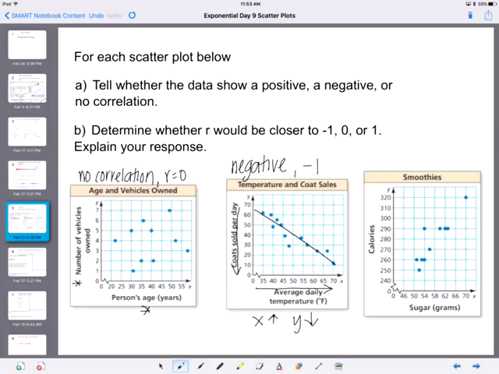On the last graph, we're talking about smoothies. More particularly, we're comparing the grams of sugar and the calories. As our sugar increases, our X values increase, our calories also increase. So they're doing the same thing. So we would say this is a positive correlation. And when we look to see if our points are close to 1, our points are close to the line. So we would say our correlation coefficient, or our R, is equal to 1.